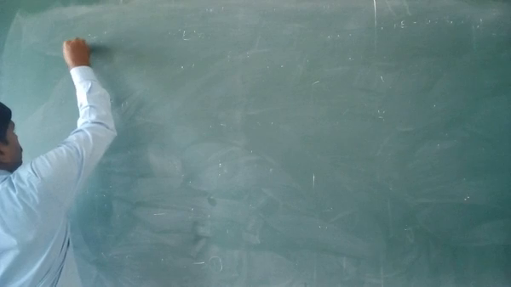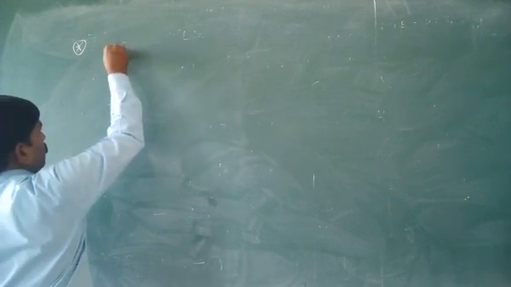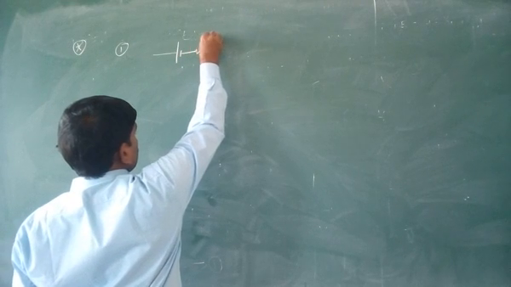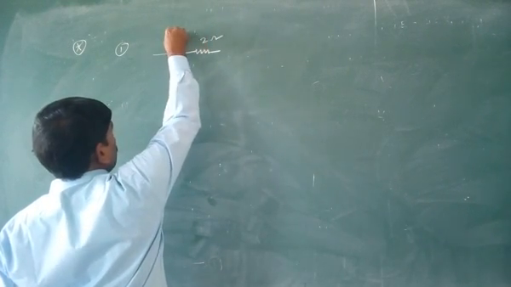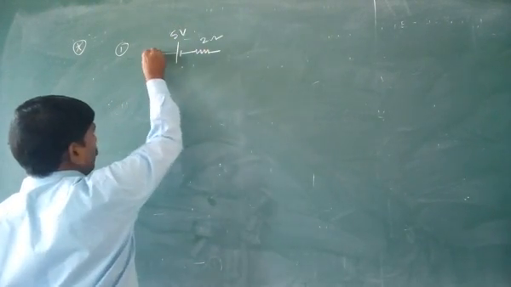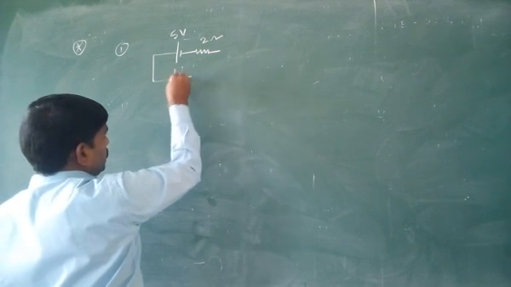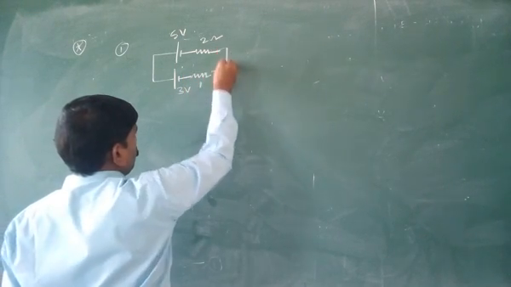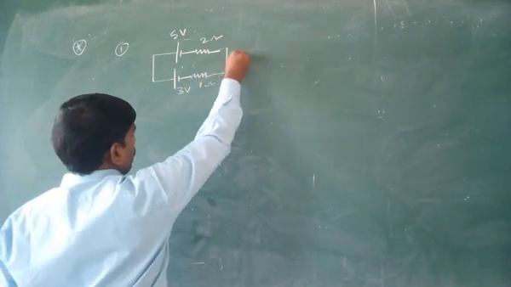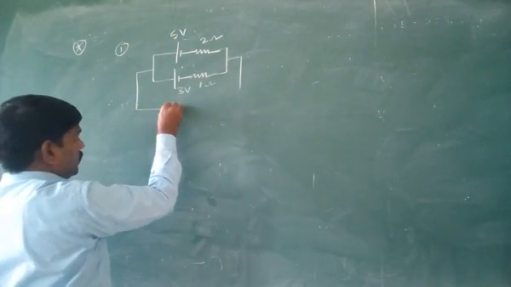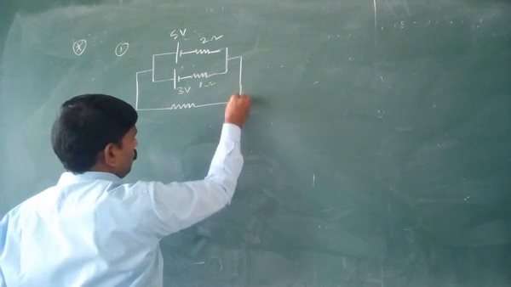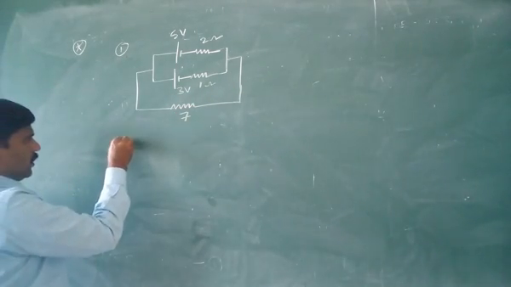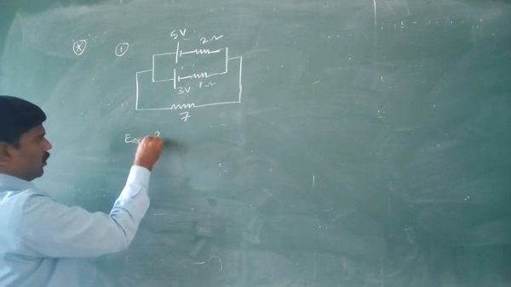So, two cells. Problem number 1. Two cells: the first cell has internal resistance 2 ohms and EMF equal to 5 volts. The second has EMF 3 volts and internal resistance equal to 1 ohm. They are connected to an external resistor of 7 ohms. Find out the equivalent EMF.